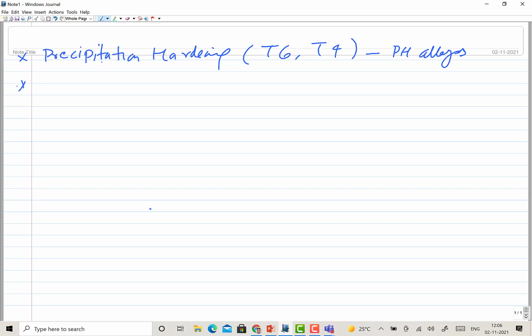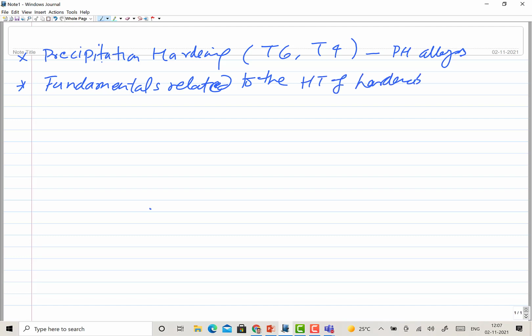And another aspect about which I want to talk is the fundamentals related to the heat treatment of hardenable steels. Okay, so these are the two important aspects I want to talk.